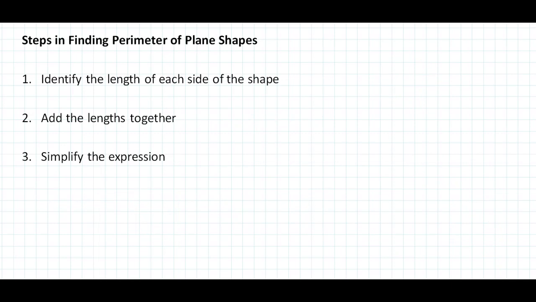But first, we're going to look at how we're going to arrive at the perimeter of plane shapes. We're going to first identify the length of each of the sides. Remember, in a perimeter, we're adding all the lengths together. Once we identify the lengths, we're going to add the lengths together and then simplify whatever expression we create from adding the lengths together.